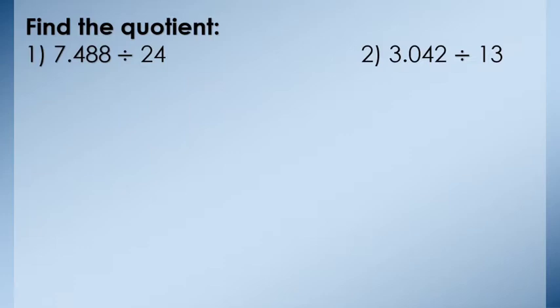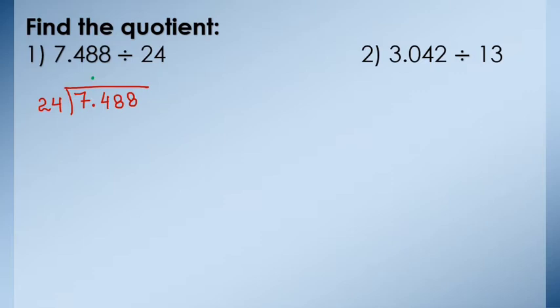In the given questions, we have to find out the quotient. So let us divide 7.488 by 24. As you can see, the whole part is 7 in this dividend, and 7 is smaller than 24. So 7 is not divisible by 24. We will take the next digit, that is 4, but it is after decimal, so put the decimal first in the quotient. So we have placed the decimal.